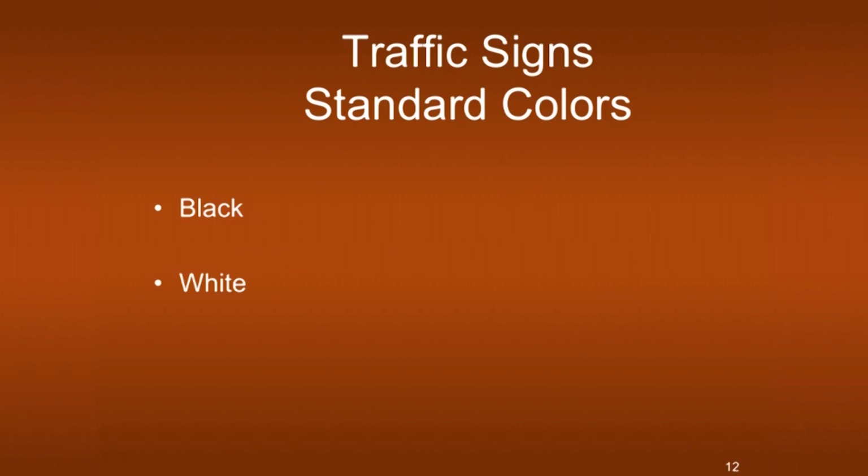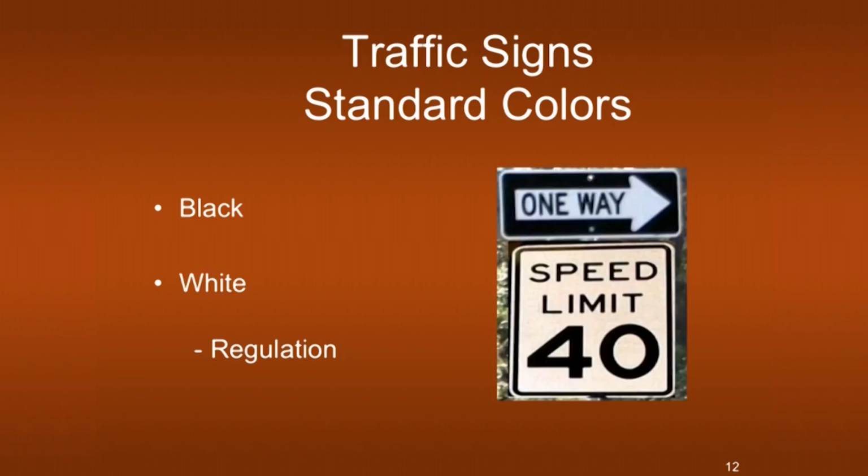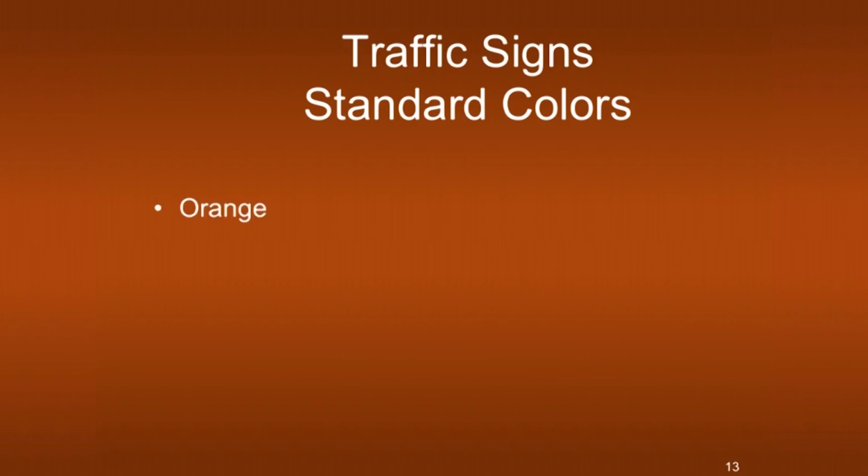Black and white tells us about regulation. So the most standard of that is speed limit. You also see here as an example a black and white sign that says one way. So these are regulations. These are telling you about the law and specifically legal directions that you have to follow as you're driving. The orange signs are used in construction and maintenance.